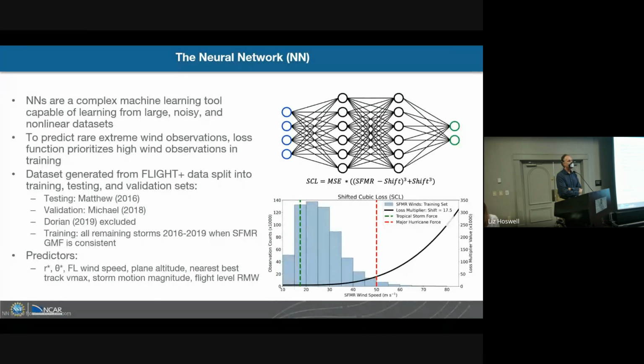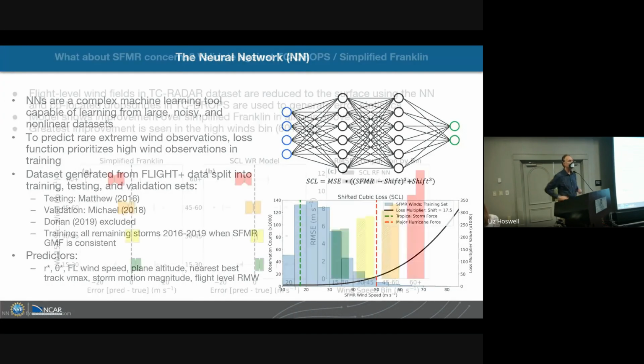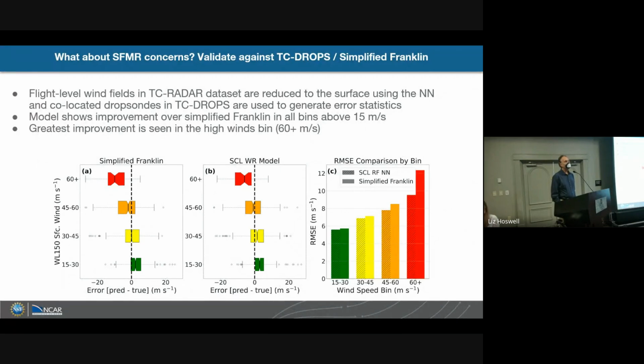And he trained it. The predictors were R star, theta star, flight level wind speed, the altitude of the plane, because we didn't want this just to be at one level. We wanted it to work no matter what level the plane was at. And the nearest best track Vmax, the storm motion magnitude, and flight level RMW. So not a long list, but some pretty good things that you can imagine would affect this. Next slide.